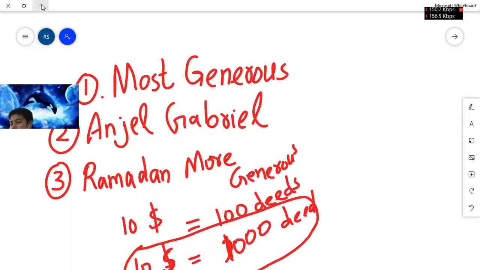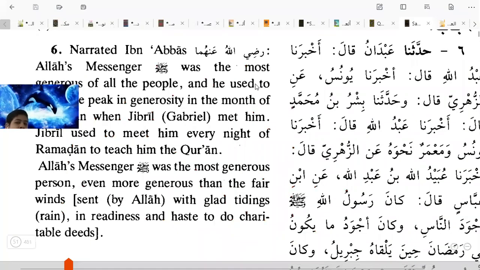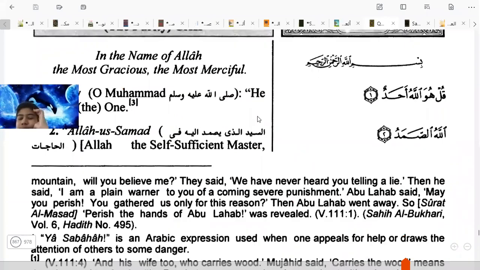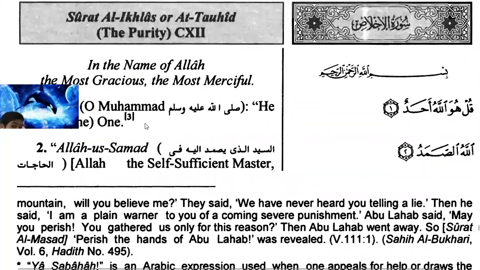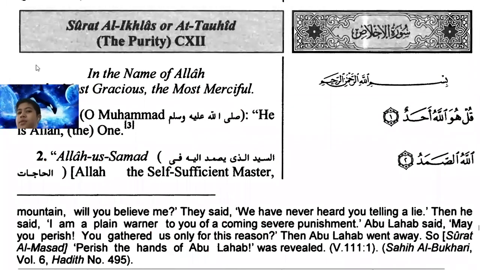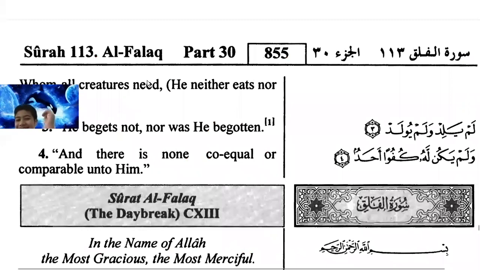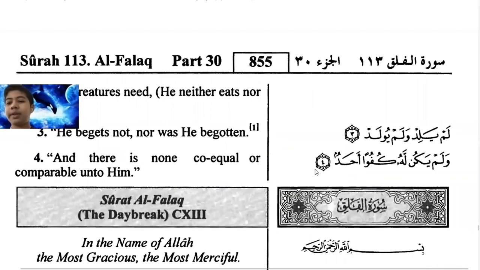Then also memorize Surah Ikhlas. I already memorized it. Good. And also make a screenshot of its meaning and try to read it. Then take a screenshot of this one too, it has two big parts. Try to read it and understand it, then we will discuss it in the next class.